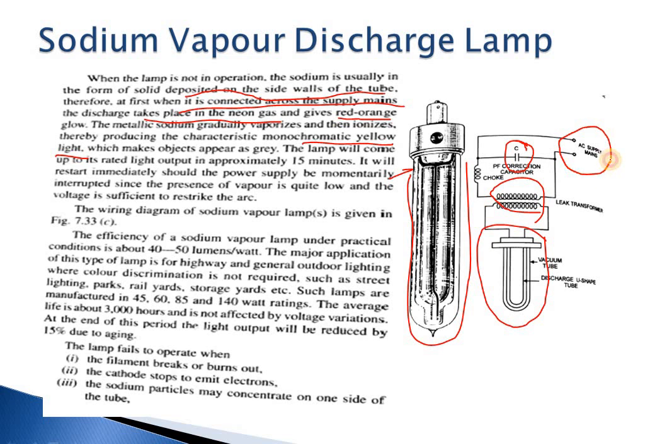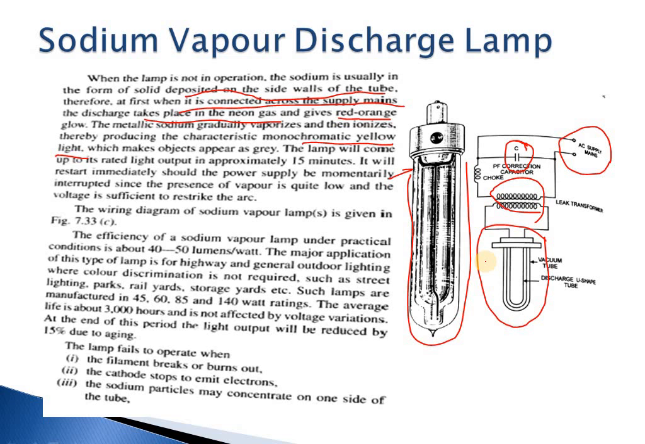So this AC supply comes to the transformer by means of a capacitor and choke, and then the transformer secondary side creates 470 to 480 volts, and that goes directly to the vacuum discharge U-shaped tube of the sodium vapor lamp. The efficiency of the sodium vapor lamp under practical consideration is about 40 to 50 lumens per watt.